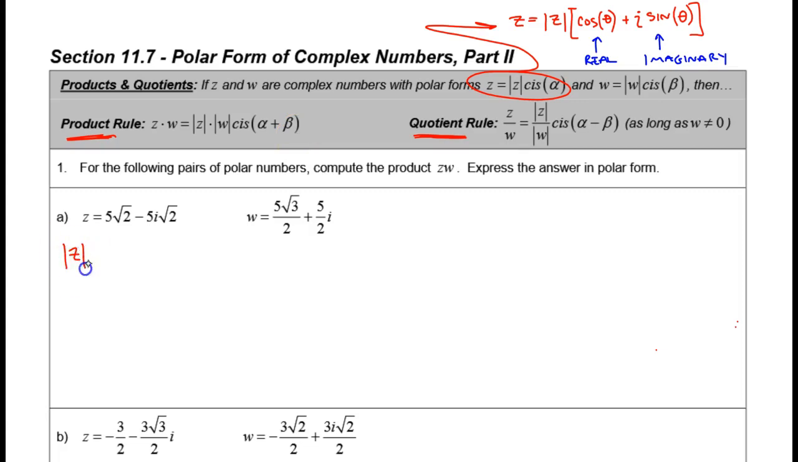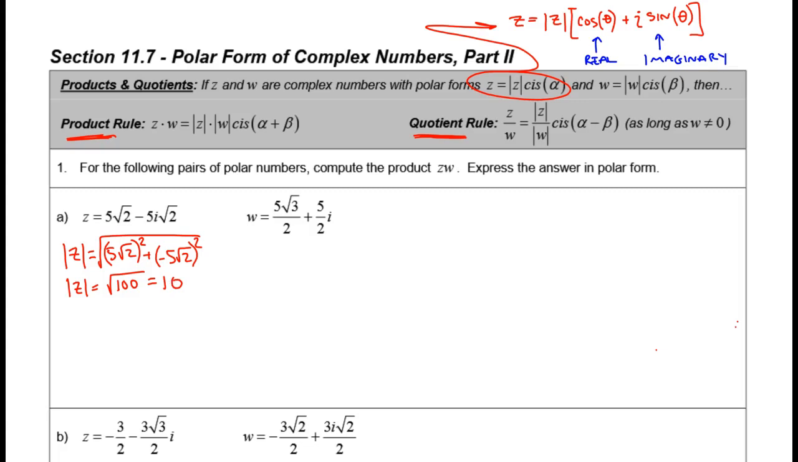The modulus of z is going to be equal to the square root of 5 root 2 squared plus negative 5 root 2 squared. Now it's written there in kind of a strange form. It says 5 root 2 minus 5i root 2. Remember, this is multiplication here. It does not matter what the order is. It still gives us the same product. So we go ahead and compute this. 5 times root 2 squared, that's going to be 50. Negative 5 times root 2 squared, that's also going to be 50. So the modulus of z is the square root of 50 plus 50, square root of 100 is 10.